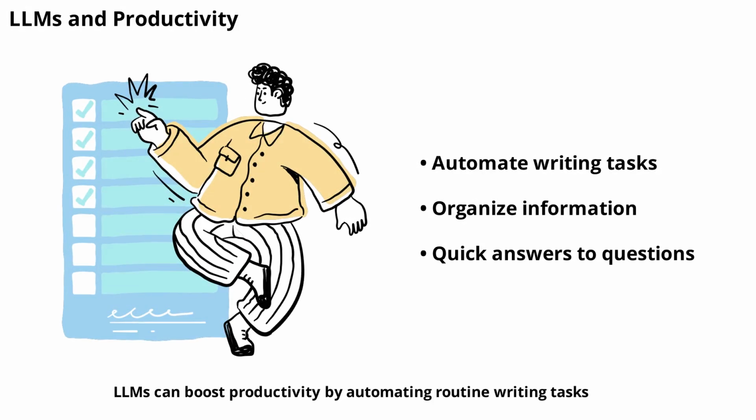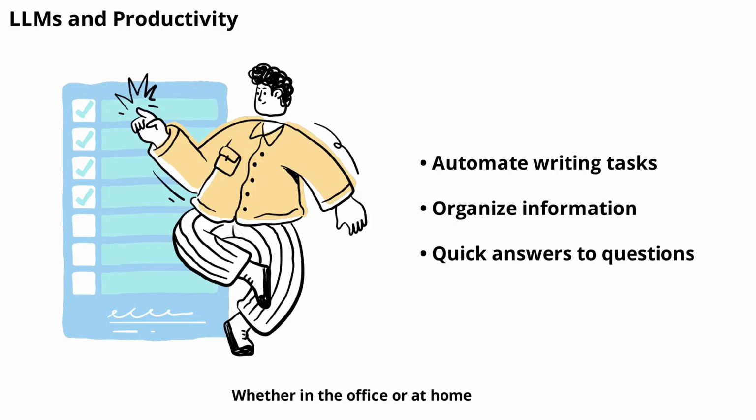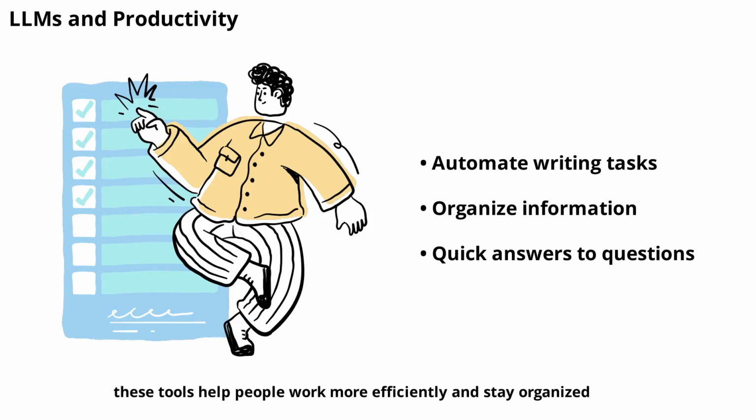LLMs can boost productivity by automating routine writing tasks, organizing information, and providing quick answers to questions. Whether in the office or at home, these tools help people work more efficiently and stay organized.